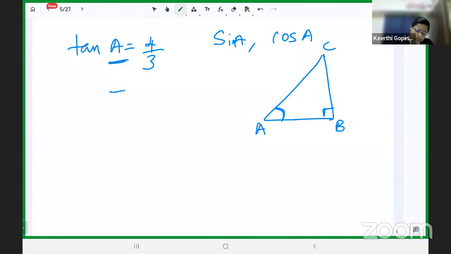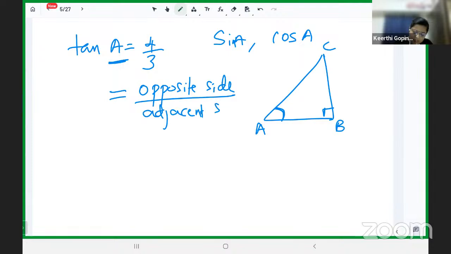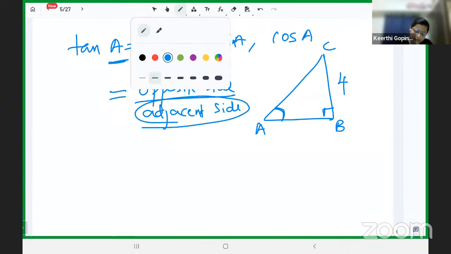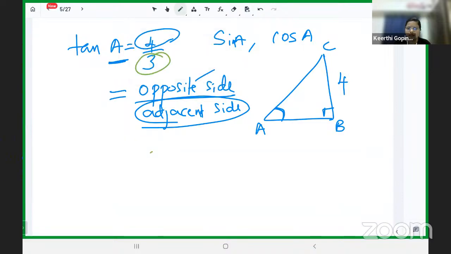What does that mean? We know tan A connects the opposite side and adjacent side. Tan A is nothing but opposite side by adjacent side. So which is the opposite side here? 4. So the side opposite to angle A is 4. And which is the adjacent side? It is 3, it is given in the question. We got the opposite side and the adjacent side.